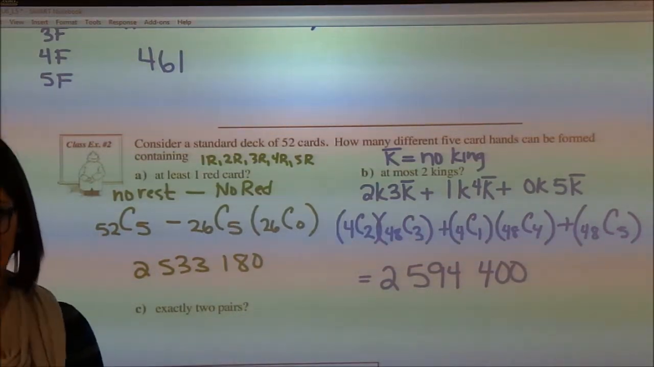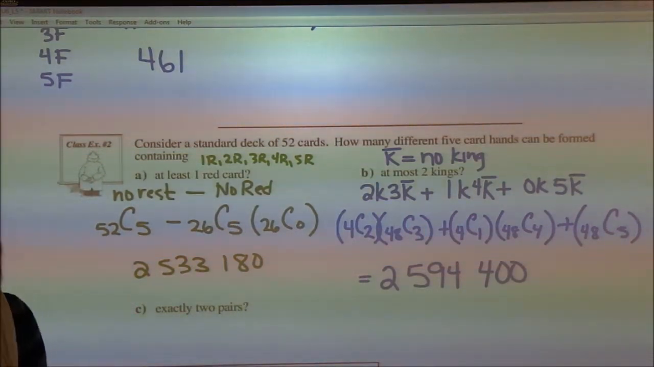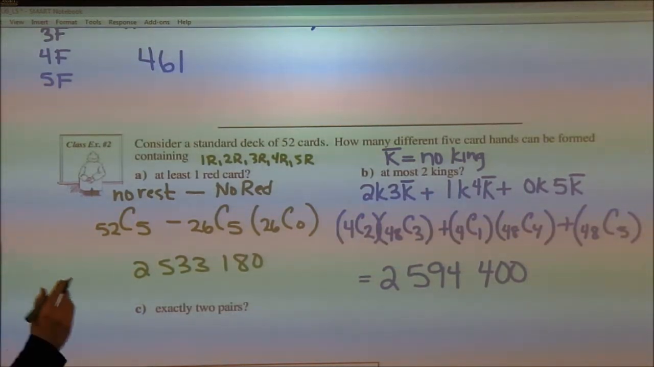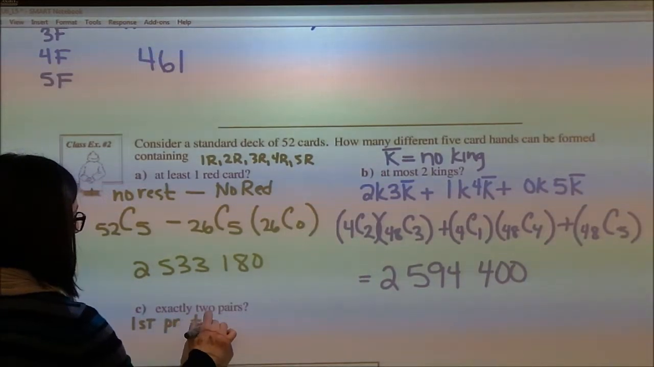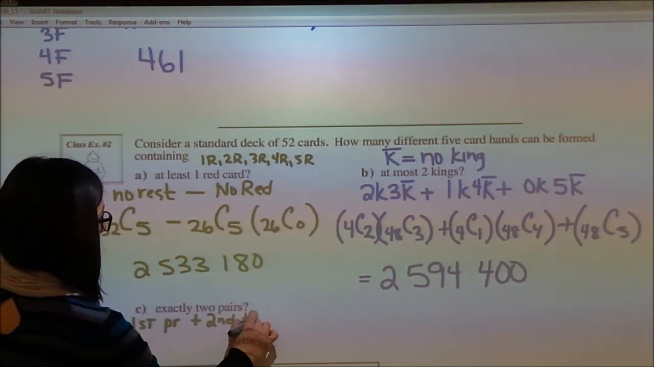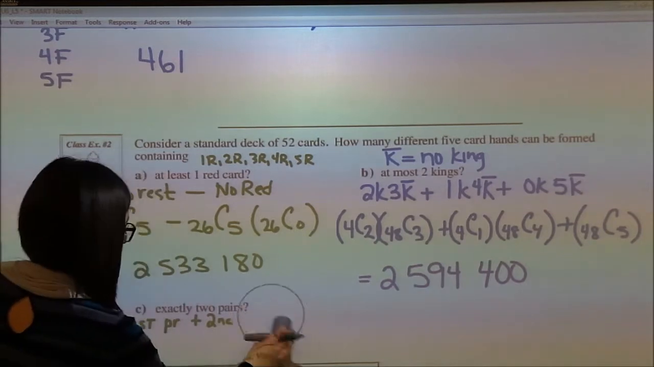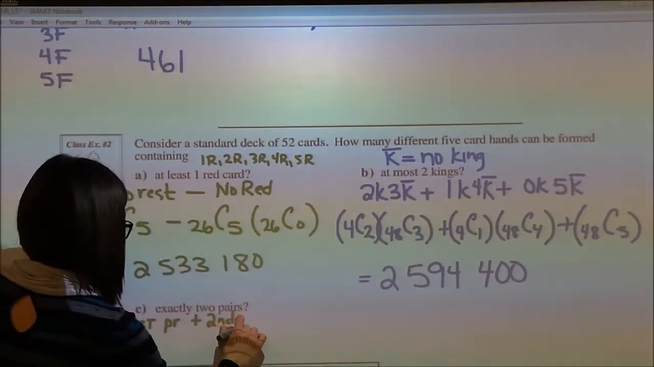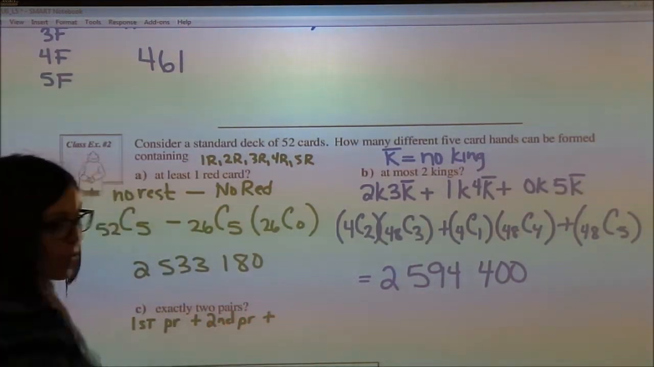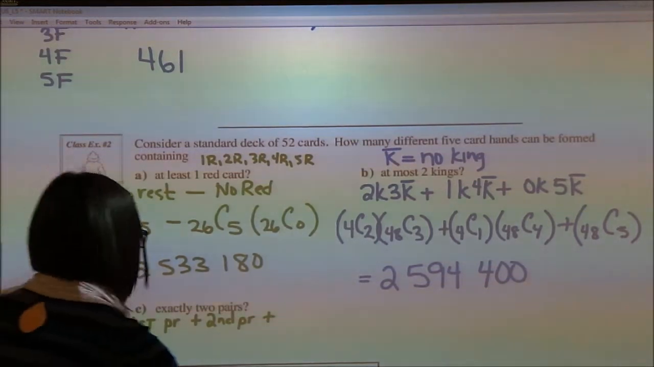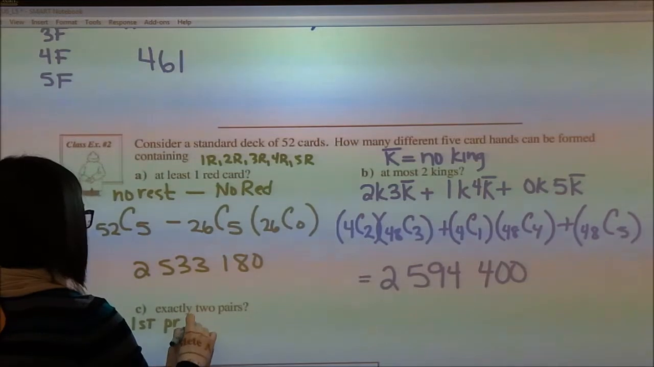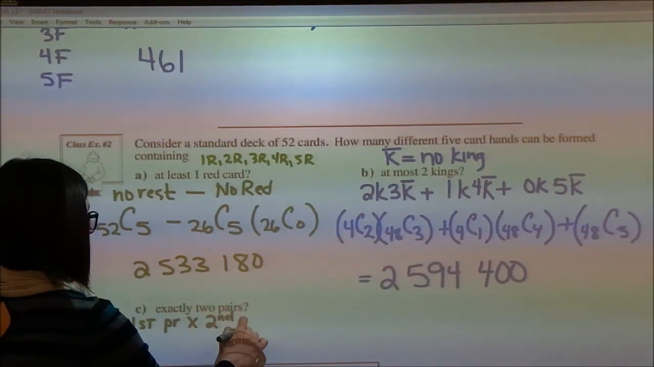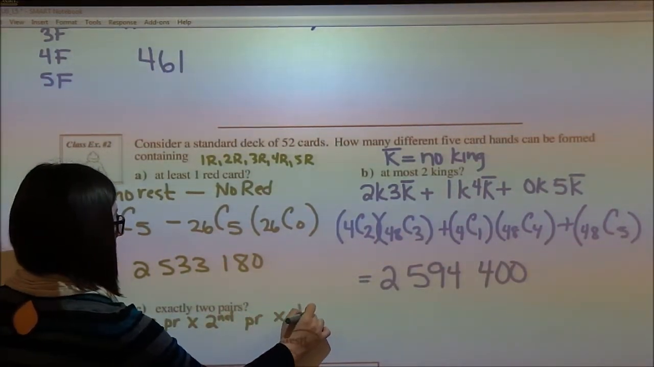Okay, and then we have the last one, 2 pairs. So exactly 2 pairs means I'd have the first pair, and then I'd have the second pair, and then I'd have one other card. And these are ands, so they should be multiplied: 1 pair and the second pair and one other.